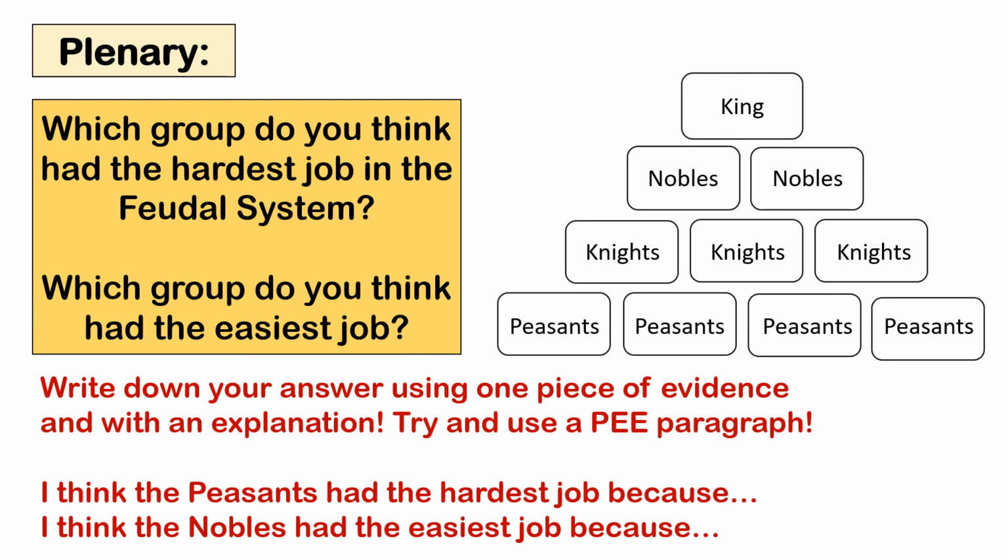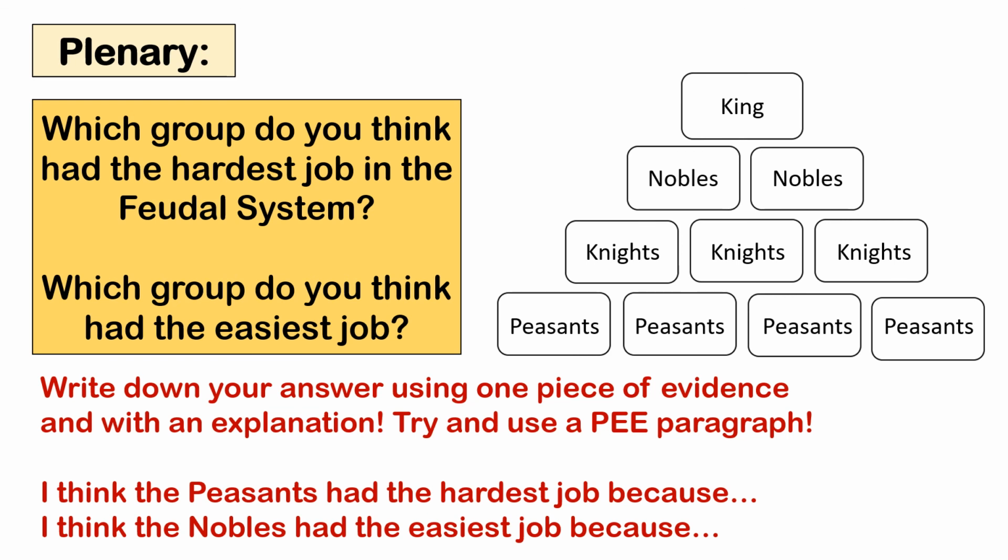Which group do you think had the hardest job in the feudal system? So you're going to write down your answer using one piece of evidence with an explanation. So remember those P paragraphs. That's your point, evidence, explain. So you can pick any one of these four groups. There's the king, the nobles, knights, or peasants. I've even done a nice little sentence starter here for you, so you could easily start this like, I think the peasants had the hardest job because.